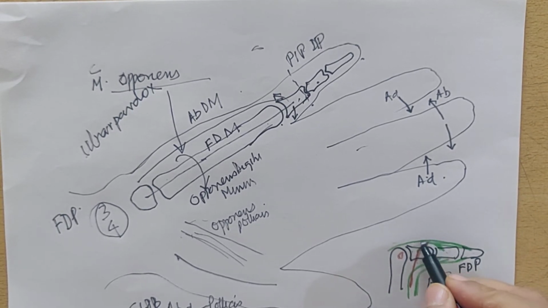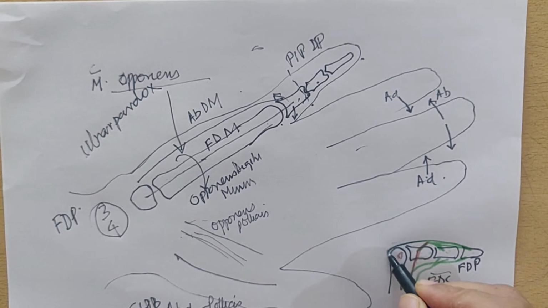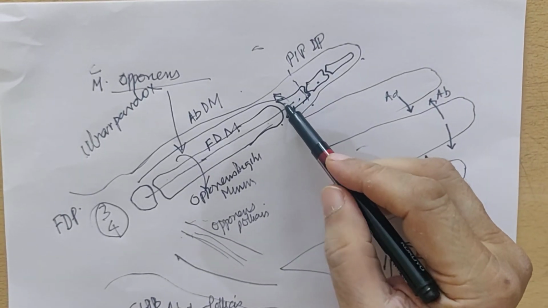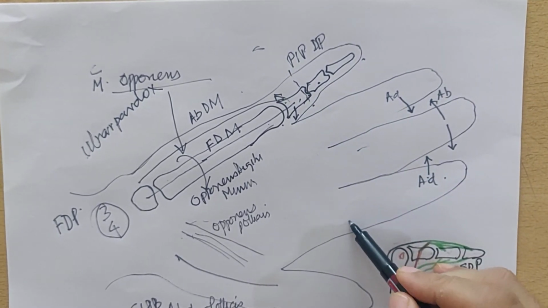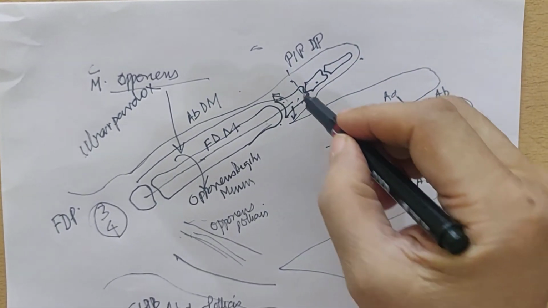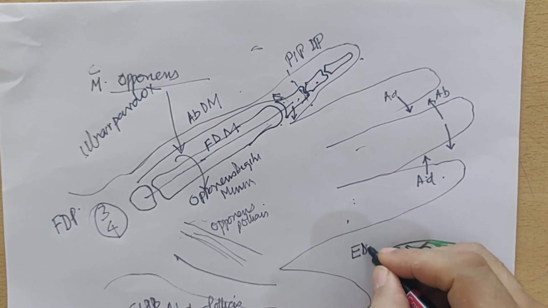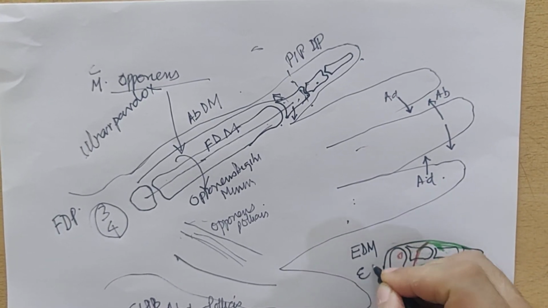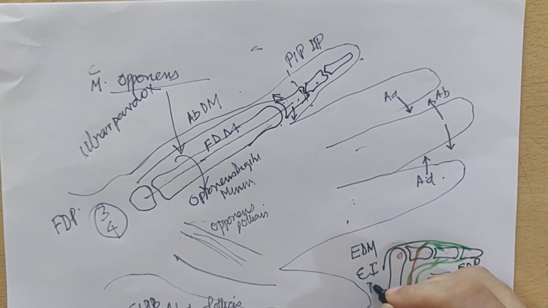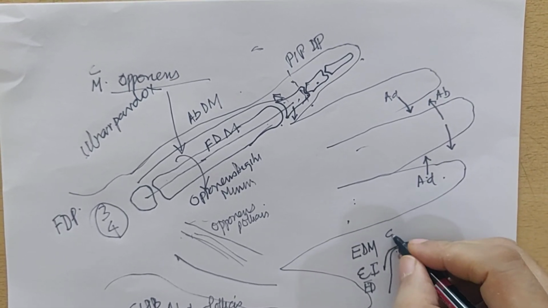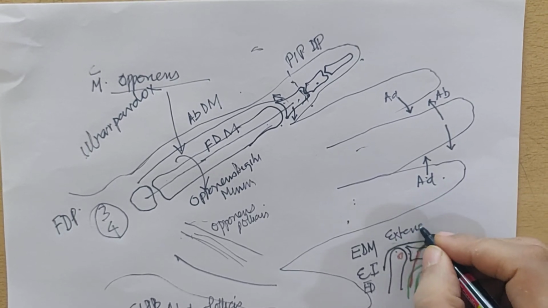The extensor tendons: there is extensor digiti minimi, there is extensor indicis, and there is extensor digitorum, which is shared by all four fingers. So extensor digiti minimi, extensor indicis, and extensor digitorum. These tendons would extend the MP joint.